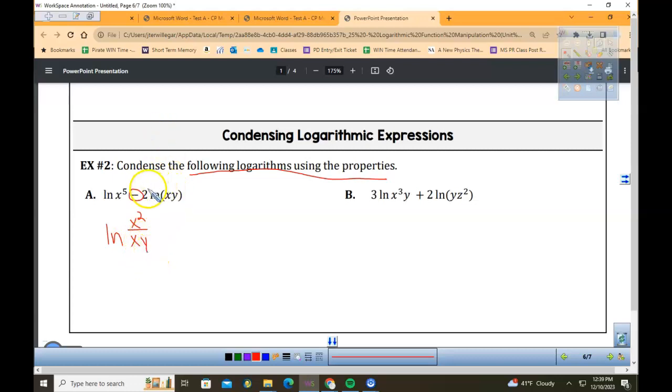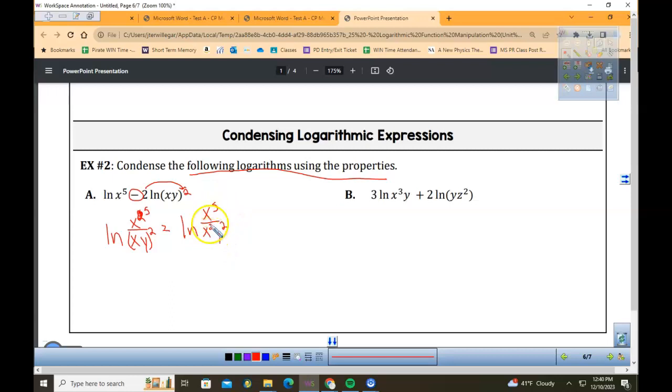Oh, before I did that, can I get rid of this 2 in front? Yeah. Right? There's a 2 in front. That means I can take this to the power of 2. So that's natural log of x, y to the 2. The 5 times 1 is x to the 5th up here. If you want to be really good, it'd be natural log of x to the 5th over x squared, y squared.